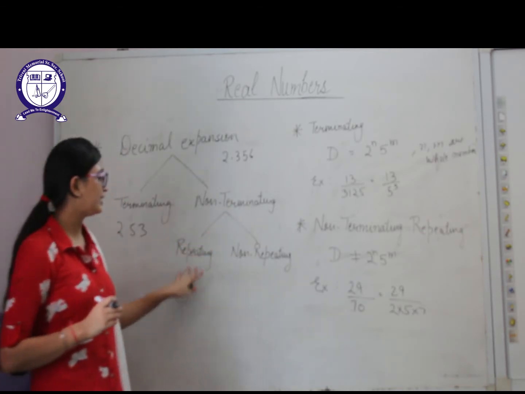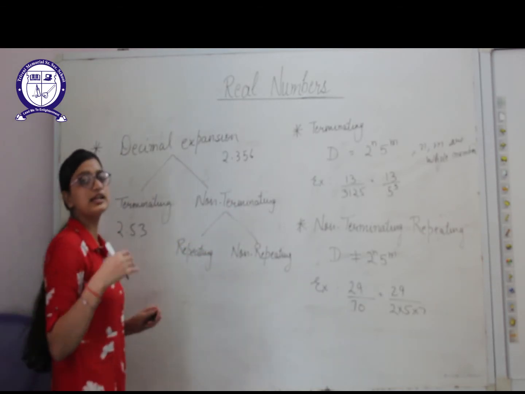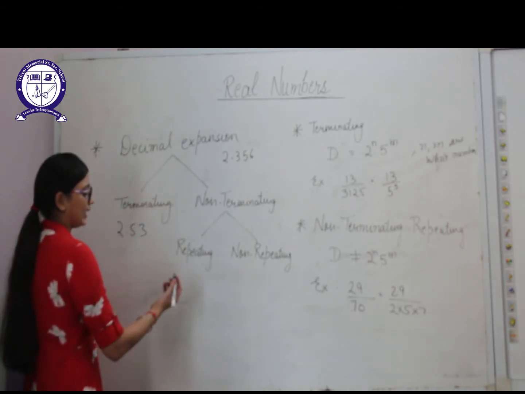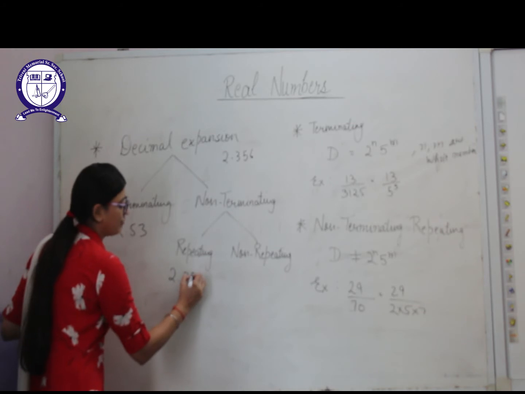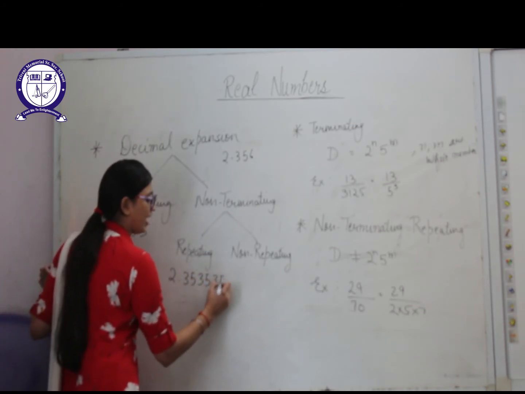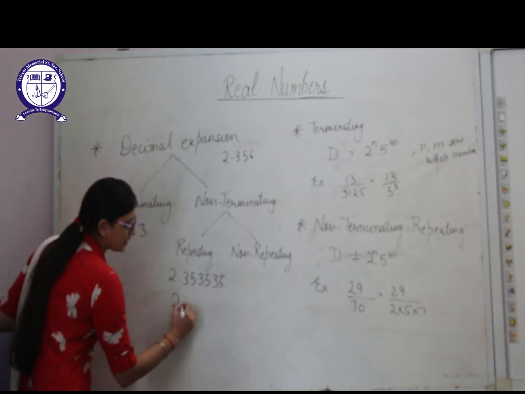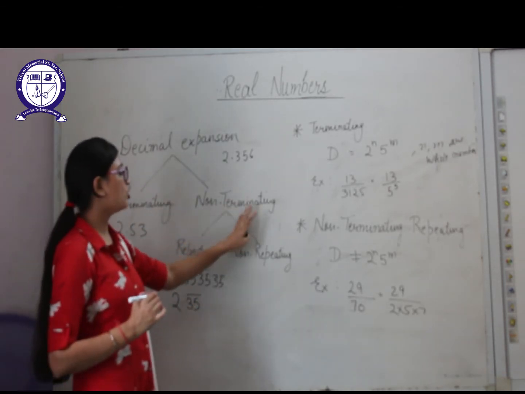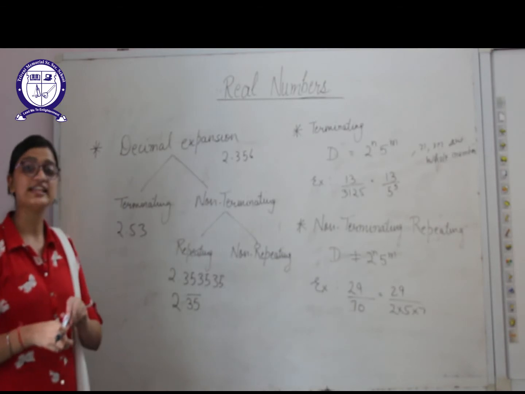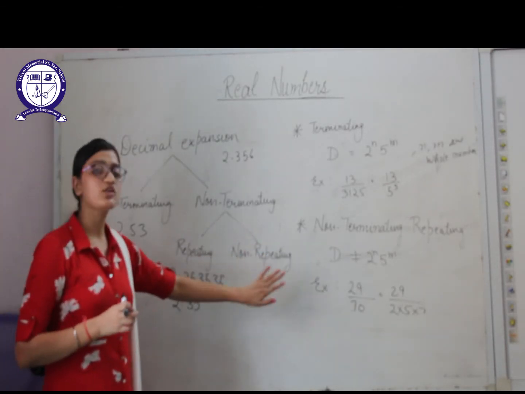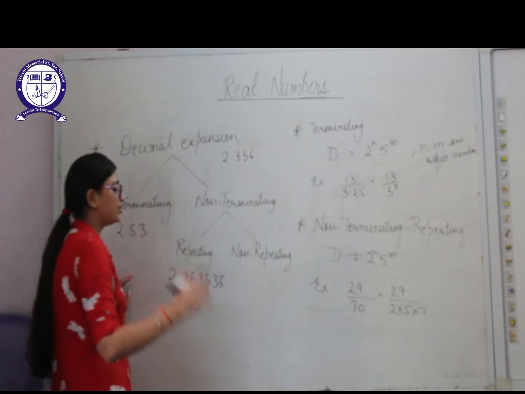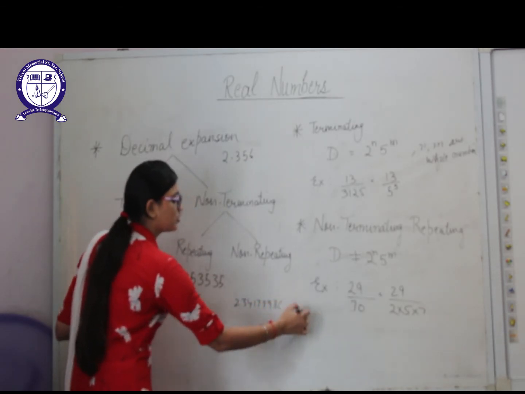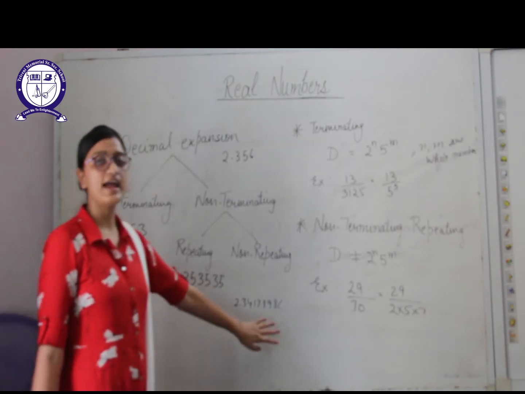Non-terminating repeating is the number in which after the point the digits have the same pattern repeating again and again. Suppose 2.35, 35, 35 and so on. So we can write these numbers as 2.35 bar. Okay? Now the third is non-terminating, non-repeating, the numbers which never end. And also they don't repeat a certain pattern. They are random numbers like 2.3, 4, 1, 7, 3, 9, 8, 6. It's going on randomly and it never ends.